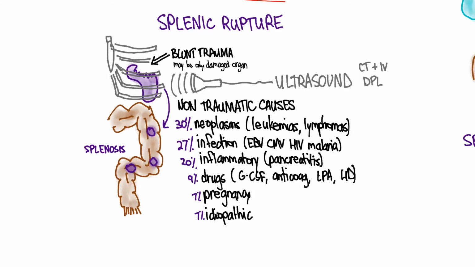Now let's talk about the splenic artery aneurysms, which are actually the third most common type of aneurysm within the abdomen. Not to say that this is a common thing to happen, but it's just the third most common one in the abdomen. And it happens frequently in pregnancy.